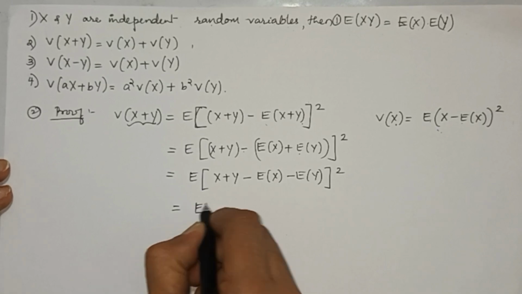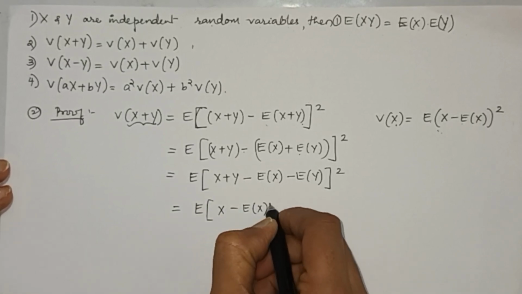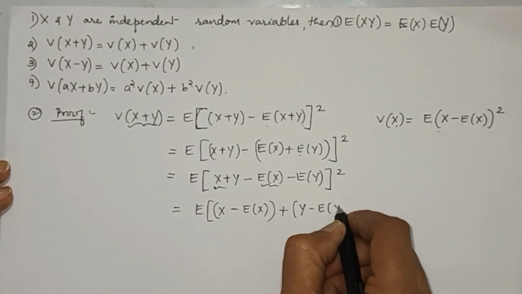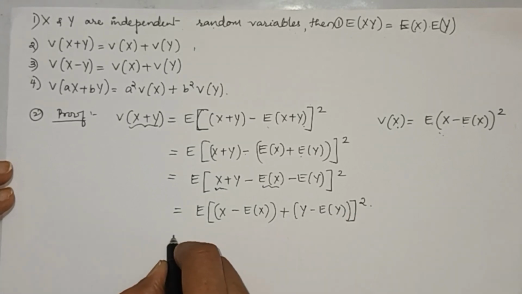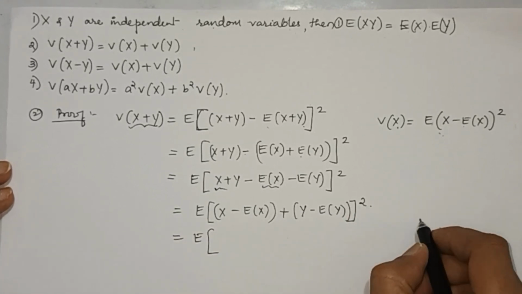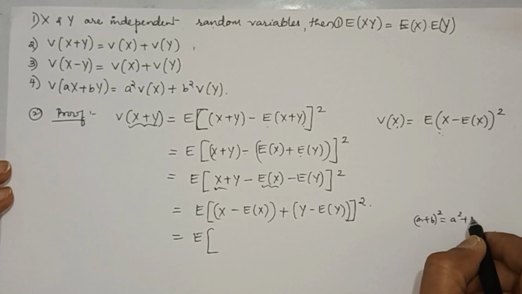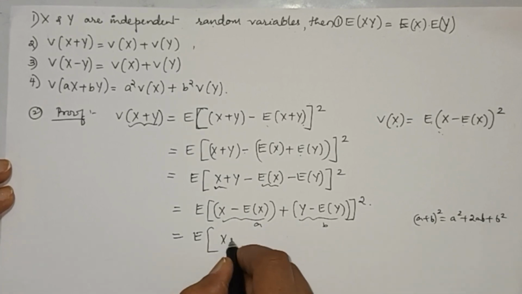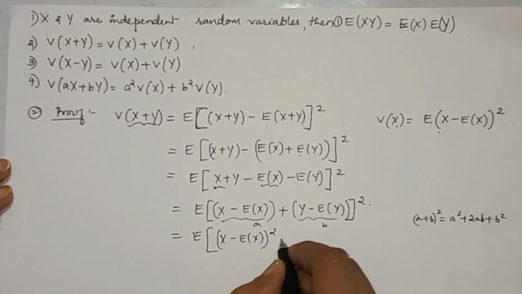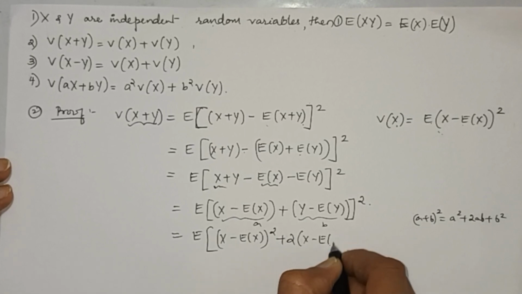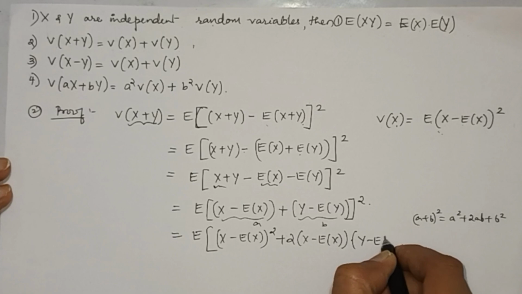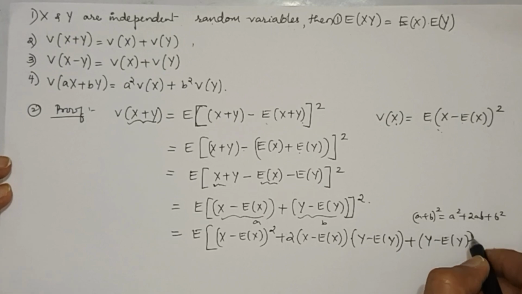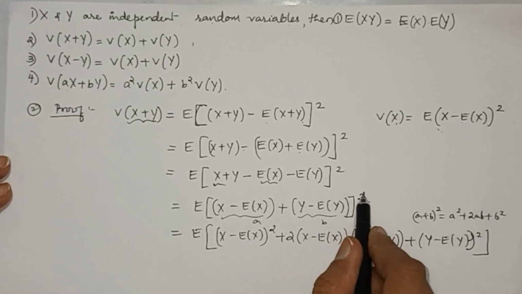Now this is equal to E of (x minus E of x), I'll write these terms together, plus (y minus E of y), whole square. Now let us use the a plus b whole square formula: a square plus 2ab plus b square. So this is your a, this is your b. So (x minus E of x) whole square plus 2 into (x minus E of x) into (y minus E of y) plus (y minus E of y) whole square. I have used the a plus b whole square formula.